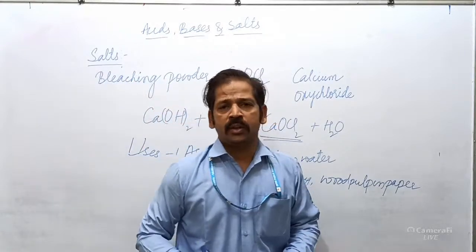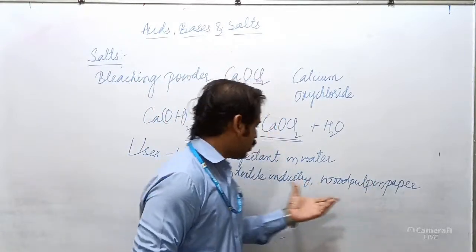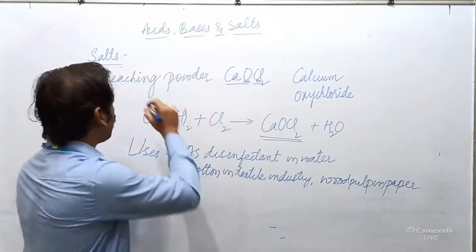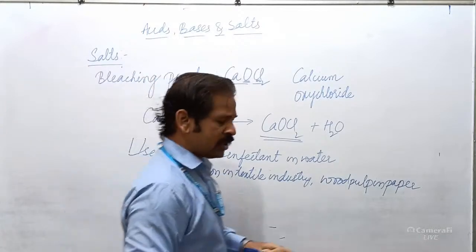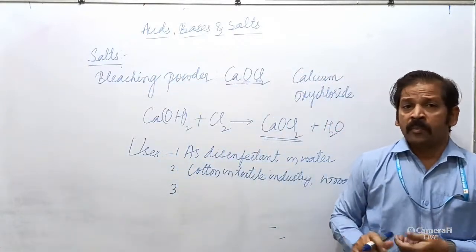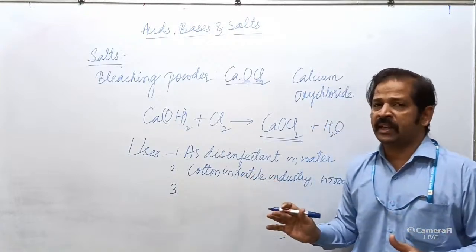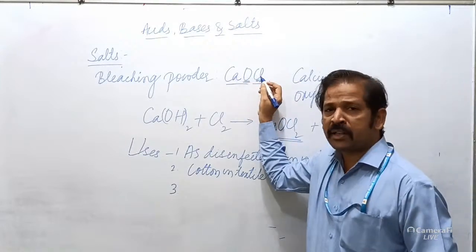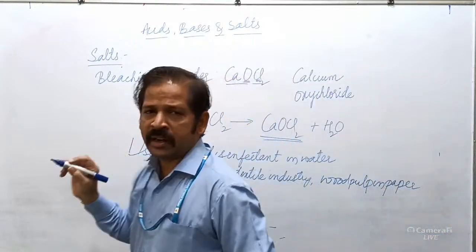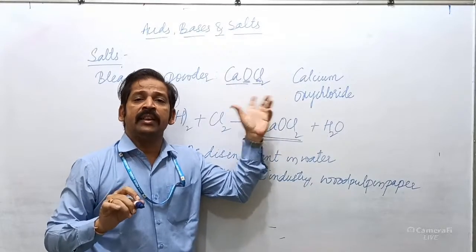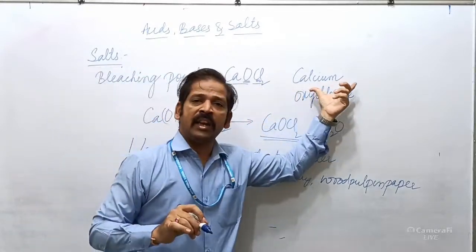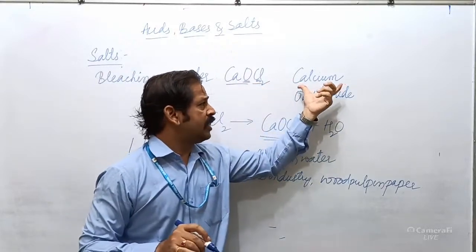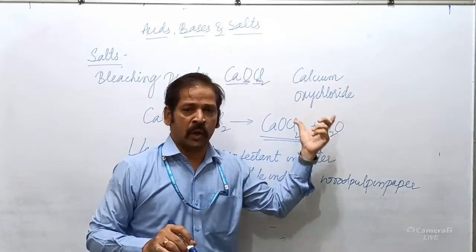The third point: it is also used as an oxidizing agent in both factories, the textile industry as well as the paper industry. Bleaching powder is a simple chemical we already use in the home. It is identified easily by its smell, that of chlorine. It is a mixed salt, yellowish white and solid in nature. Its formula is CaOCl2, and its chemical name is calcium oxychloride.